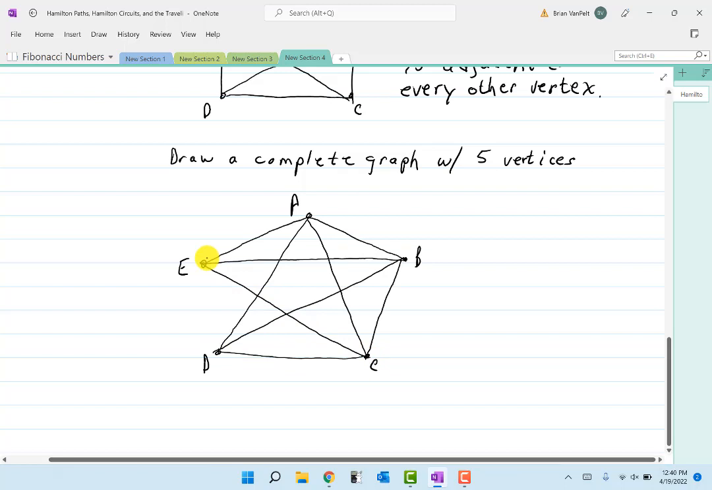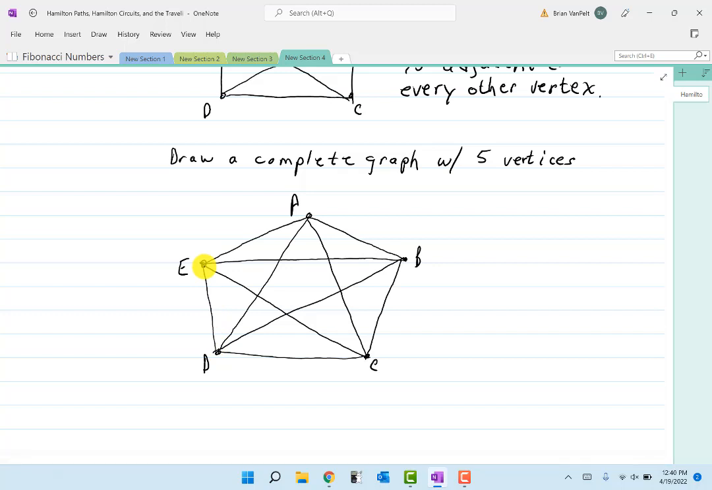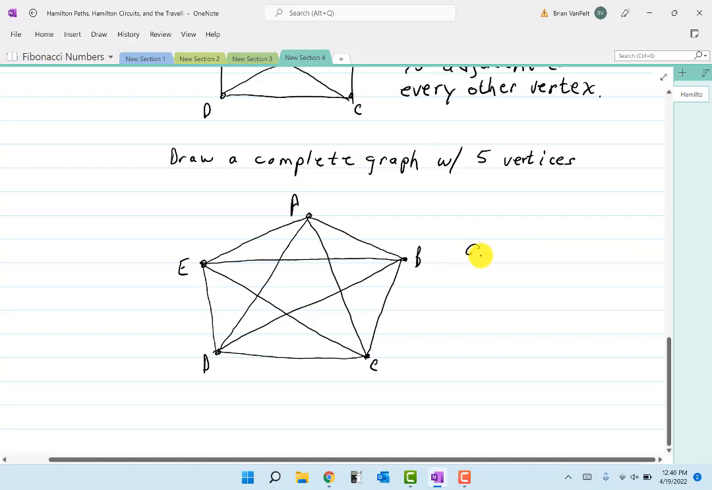And hopefully you can see how this is panning out. All I need to do now is make the connection D to E. And there I have a complete graph with 5 vertices. Notice that each vertex has degree 5 minus 1, which is equal to 4.